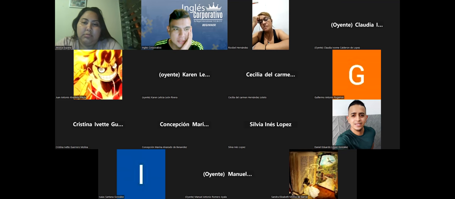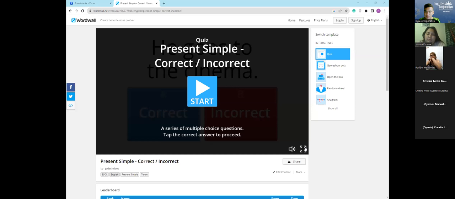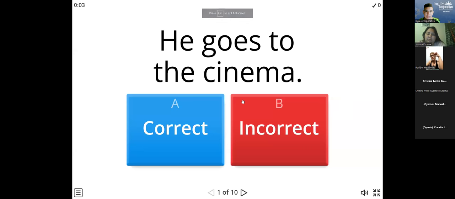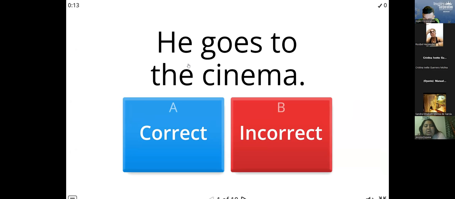Okay, third person singular. Vamos a recordar cuándo vamos a agregar ES a los verbos, cuándo únicamente S, cómo hacerlo en forma negativa, cómo hacerlo en forma de pregunta. Okay, for example, here it says, she goes to the cinema. Is it correct or incorrect? Correct.